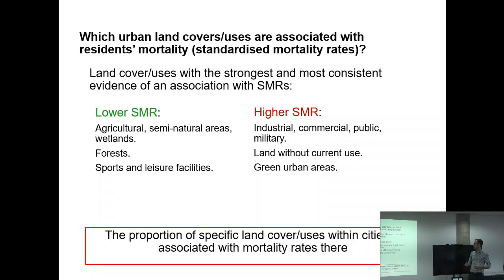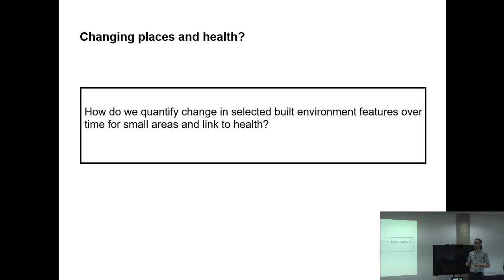So we did find that the proportion of specific land covers within cities was associated with mortality rates. But this was looking at one time point, associating land covers with health. What about changing places and health? And this is something that we're working on with Mauro: how we can quantify change in selected built environment features over time for small areas, and then potentially link these to health outcomes.